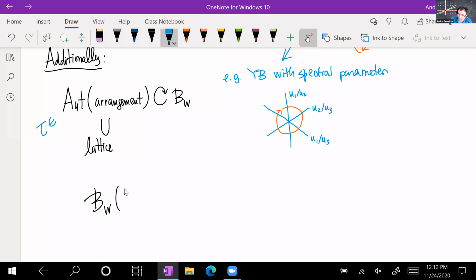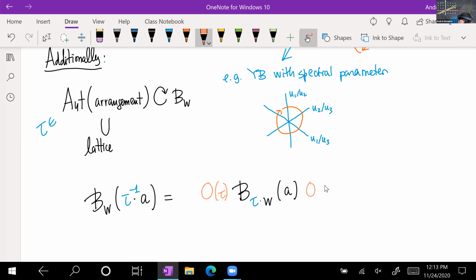And then how do I act on a function? Inside here, I put the tau inverse of my variable A. Right? Maybe the easiest, of course, would be if it just acted on the label, because an automorphism will take a wall to a wall. But that's not what happens in nature. Instead, you also get conjugation by some operator, call it O of tau, and O of tau inverse. So that's another thing I want.